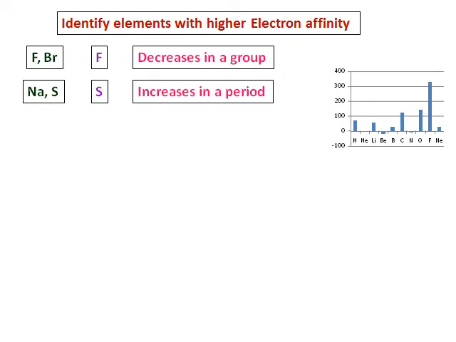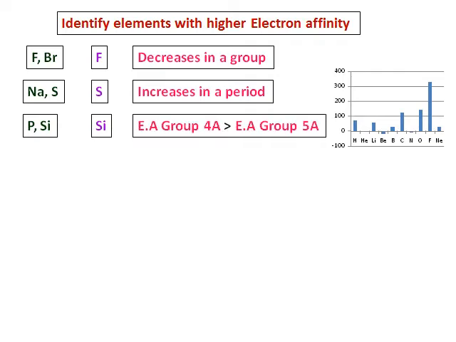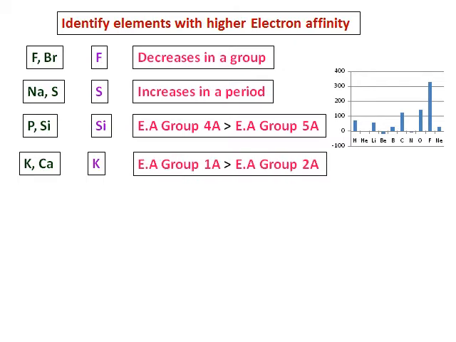The next thing, you will need to refer to the graph to answer the electron affinity between phosphorus and silicon. Silicon will have a higher electron affinity because the electron affinity of group 4A is greater than that of 5A. Potassium and calcium belong to the same period. However, calcium has completely filled orbitals. Therefore, potassium has a higher electron affinity.